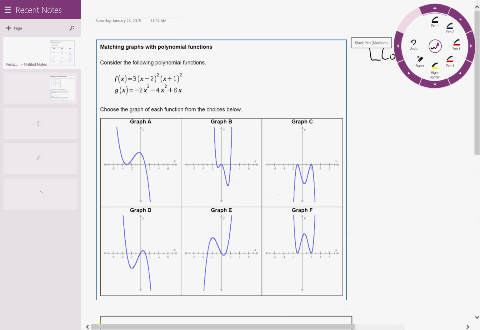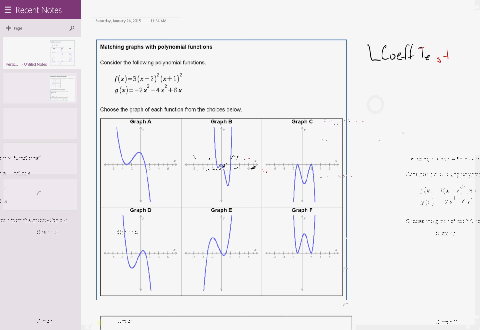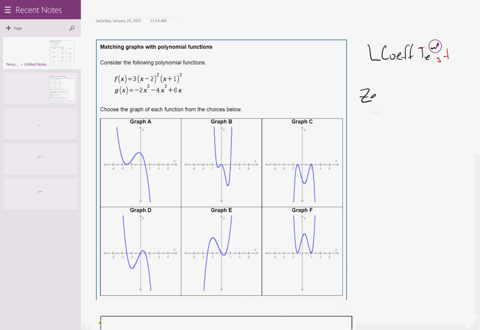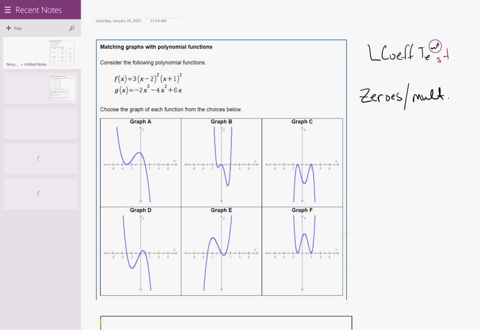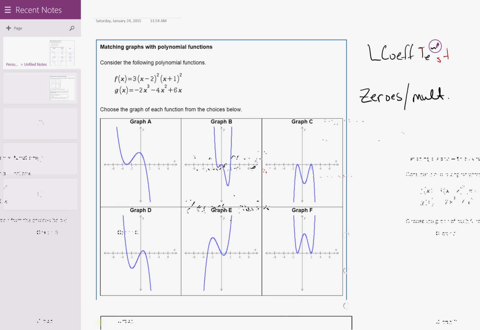And then we also have the zeros and multiplicity. And really, I think that's all we're going to need for this.